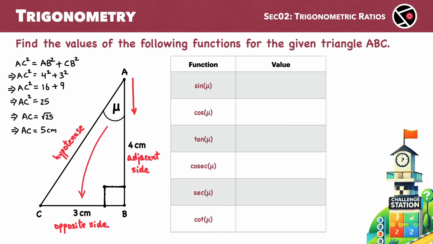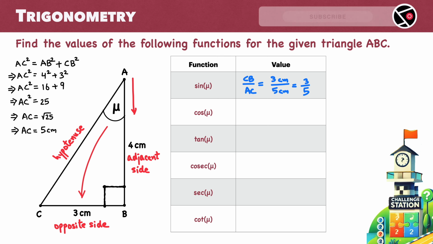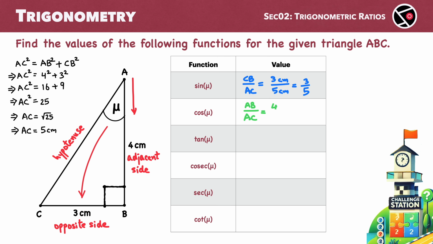Sin mu. Sin is the opposite side divided by the hypotenuse. So, sin mu is CB by AC, which equals 3 by 5. Number 2, cos mu. Cosine is the adjacent side divided by the hypotenuse. So, cos mu is AB by AC, which is 4 by 5.